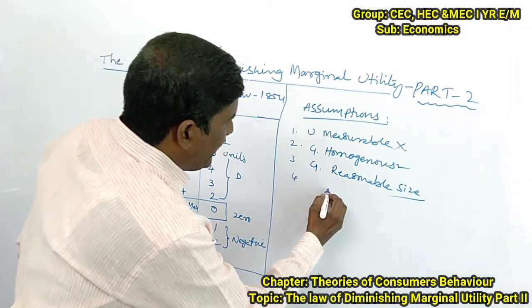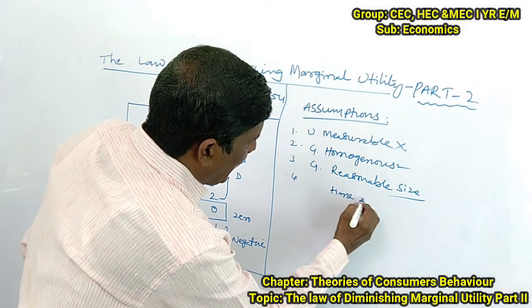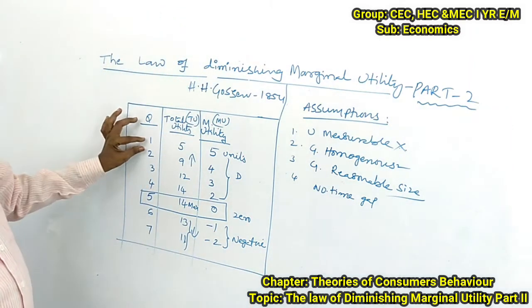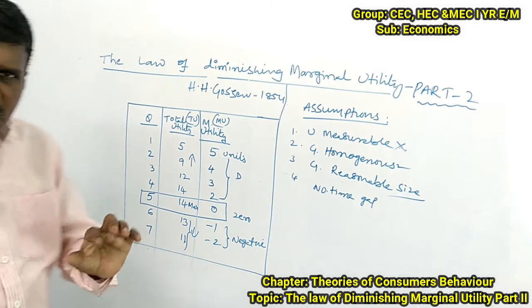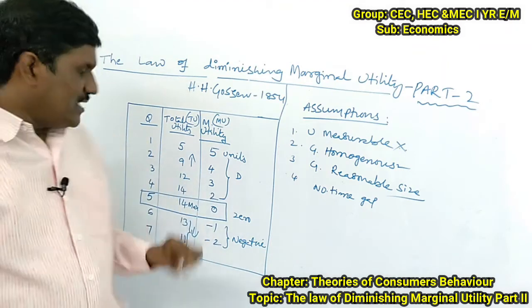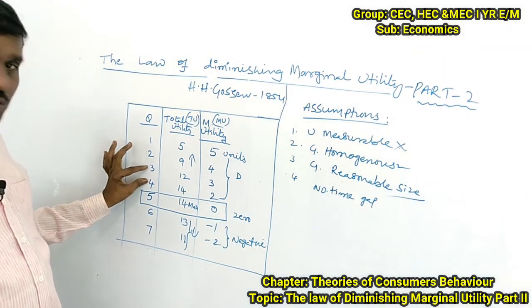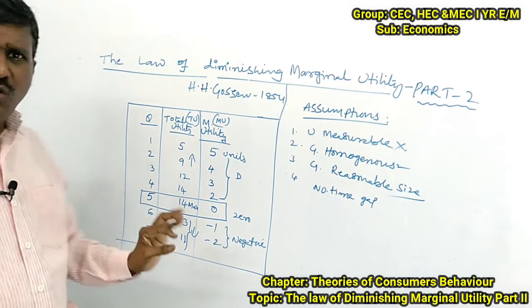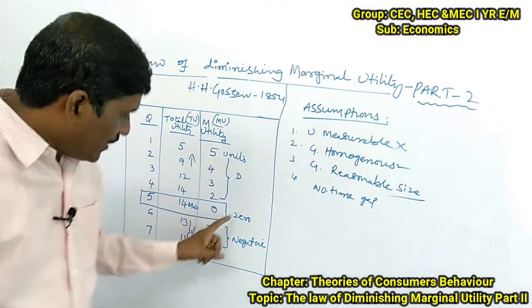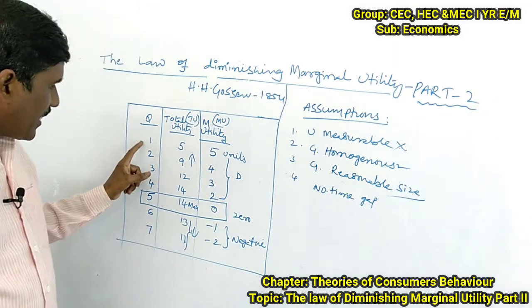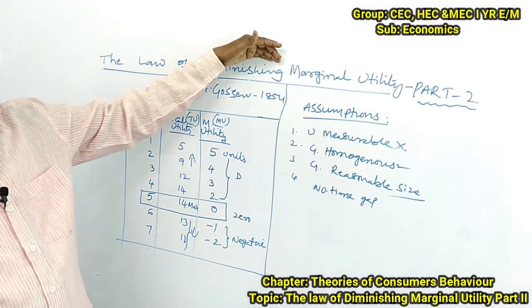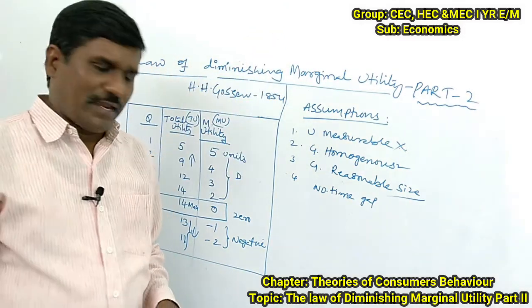And the next one: there is no time lag or time gap. What is no time gap? It means the quantity is to be consumed continuously. Then only the law will be applied, otherwise it will not. Why? Because I take 2, after 1 hour I can take 2, and after 2 hours I can take 2. So you can take a number of goods, but the satisfaction will not decrease. So for the satisfaction to decrease, the goods must be consumed continuously, then the law will be applied. Otherwise the law will not be applied.